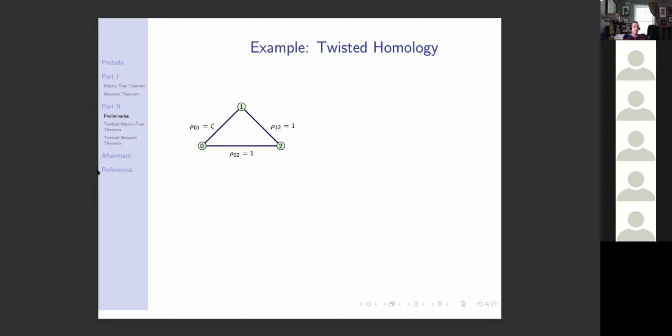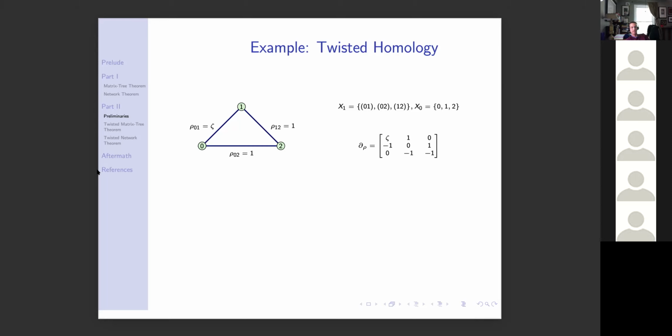So here's an example of a computation of twisted homology. Here's a graph which is a triangle, vertices 0, 1, and 2. The value of my line bundle is 1 on the edges labeled 0, 2, and 1, 2, and it's given by some complex number zeta of norm 1 on the edge labeled by 0 and 1. So here's my basis, the edges and the vertices listed, and I compute the boundary operator directly, and this is what you get. It's a 3 by 3 matrix.